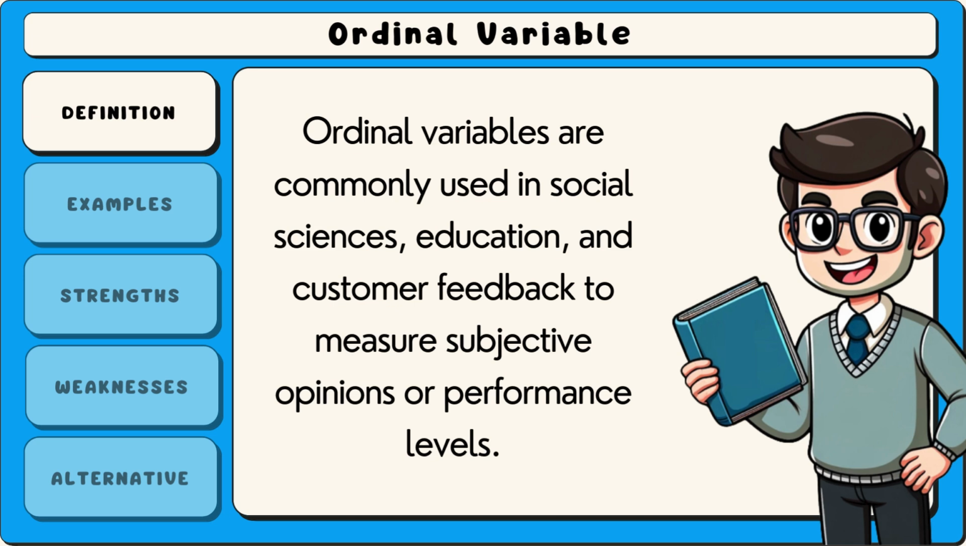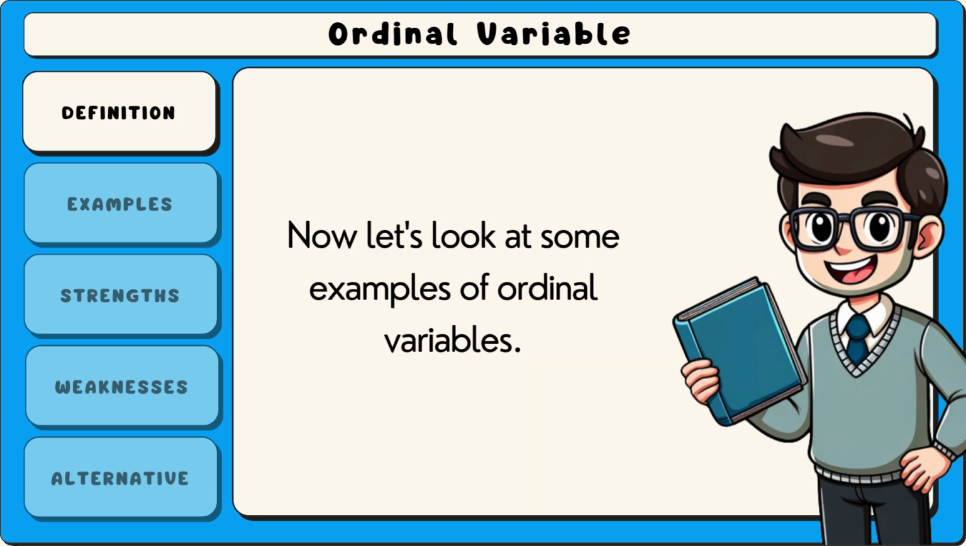Ordinal variables are commonly used in social sciences, education, and customer feedback to measure subjective opinions or performance levels. Now let's look at some examples of ordinal variables.